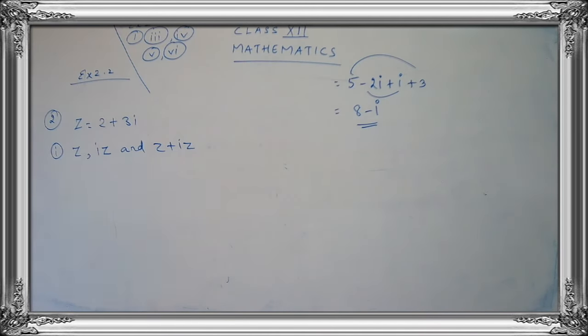We are just going to represent all these 3 values in the same graph. Okay, we are not going to draw 3 different graphs. We are going to plot z, iz and z plus iz in the same graph. So let's see how to proceed with our answer. Shall we start, children?